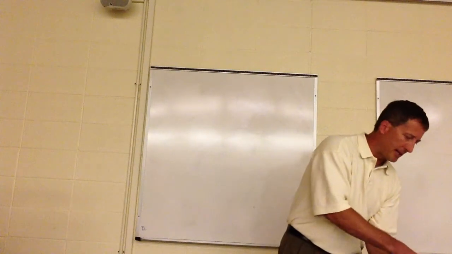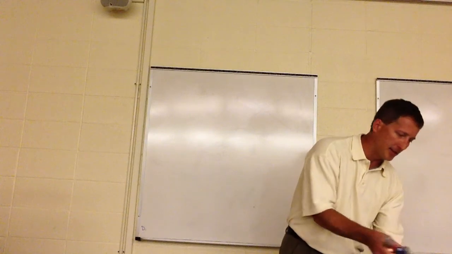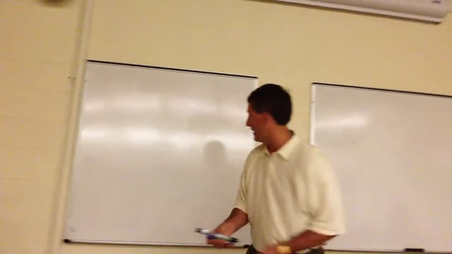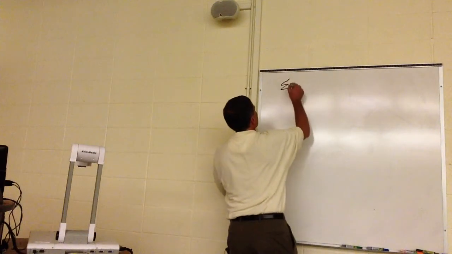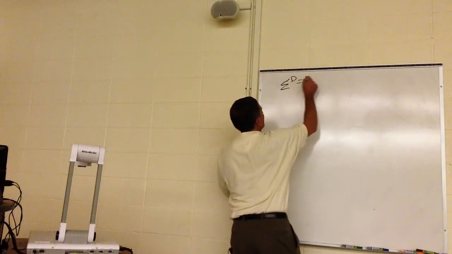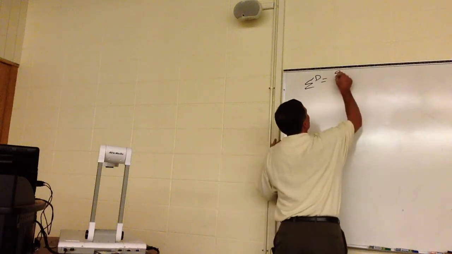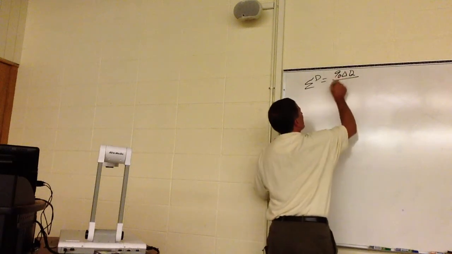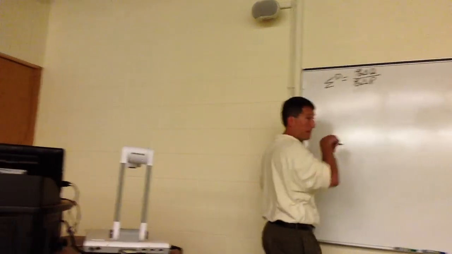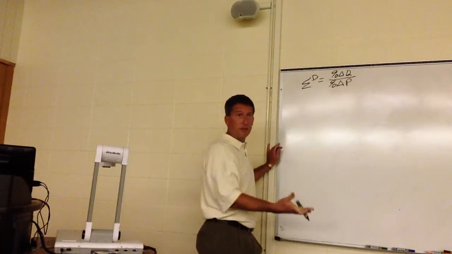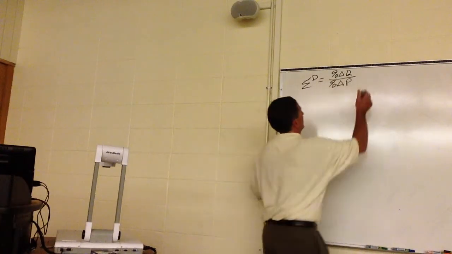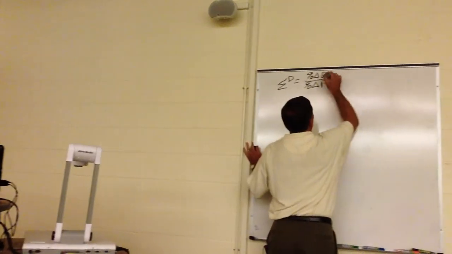So formula for elasticity. Go. Tell me what it is. Got to have that off the top of your head. Elasticity of demand is what? Percentage change in quantity over the percentage change in price. So if you've got that memorized, then the rest of the formula will start to fall into place because, how do we do this?